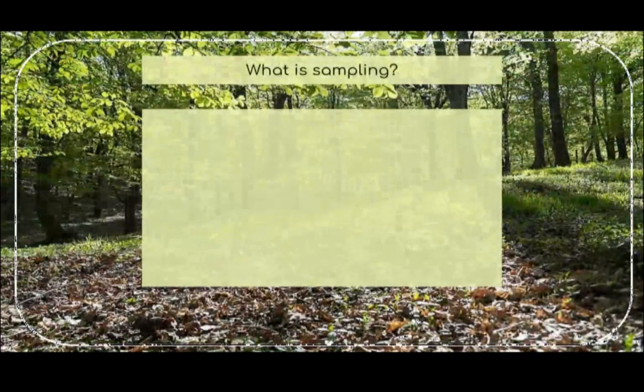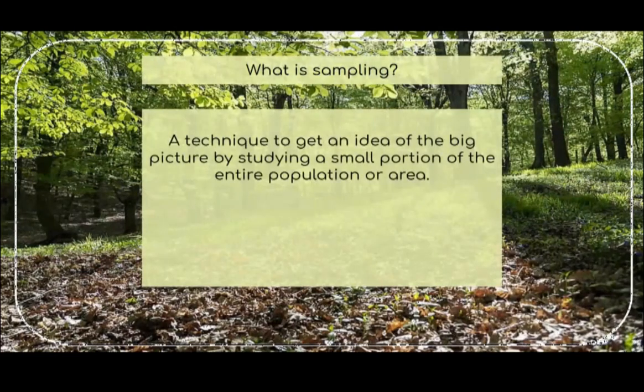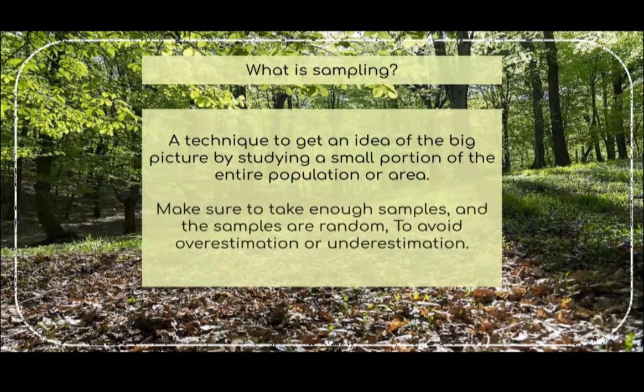What is sampling? Ecologists use a technique called sampling to get an idea of the big picture by studying a small portion of the entire population or area. Think of it as eating a bite-sized sample to get an idea of how a whole cake tastes. For sampling to be a good representation of the big picture, ecologists must make sure that they take enough samples and the samples are random. Random samples are important because if the sampling is biased, it will not be a good representation.